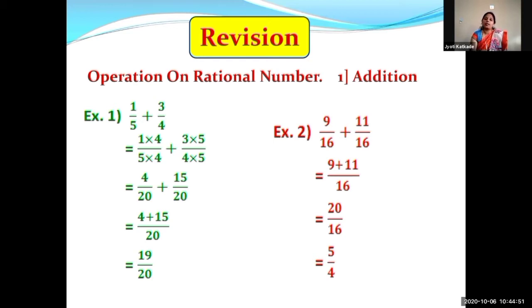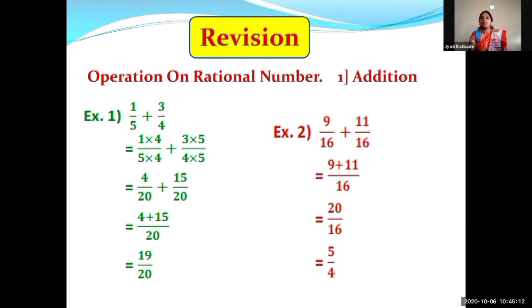Now the denominator is the same, that is 20. So write the addition of numerator with numerator, that is 4 plus 15 divided by 20, we get 19 divided by 20.